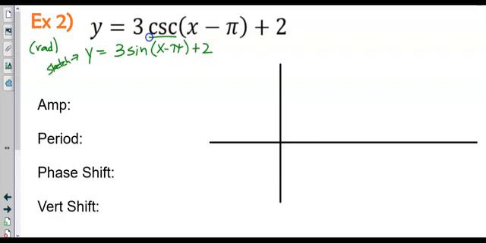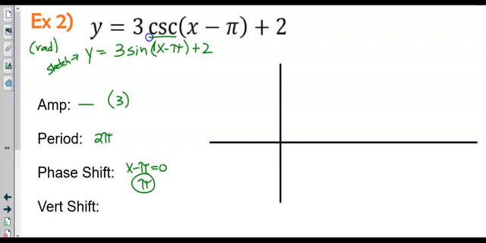So amplitude. There's no amplitude for the cosecant function, but I do want to remember that the amplitude of the sine function is going to be 3. The period in this case is just a regular old 2 pi. Reason there, our b value is just 1, so 2 pi divided by 1 is just 2 pi. So regular period. Phase shift, x minus pi is equal to 0. Add pi to both sides, and you're going to end up with a phase shift of pi.